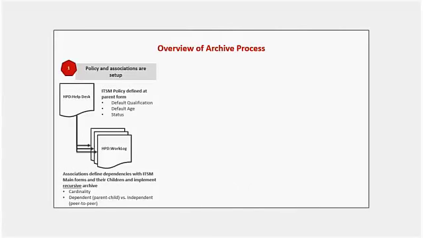Okay, so the overview of the process. Basically the first step in the process is defining the policy and associations, which are set up. So today the policy is, ostensibly, you define a qualification of parent tickets to be archived, you define a default age, you define the date, and you define the status of that policy. So we want to archive help desk tickets greater than a year and a half, based on submit date. So that's the policy that gets created.